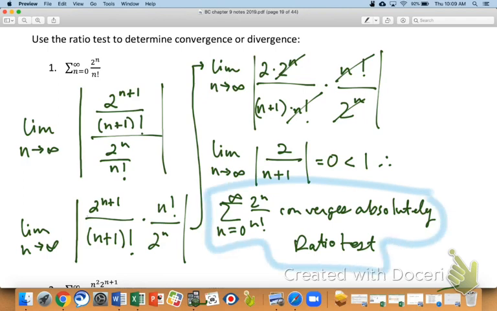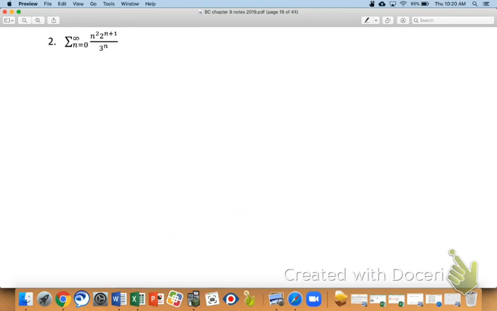All right. So if you haven't already taken a peek at number 2, please do. Number 2 is a little more complicated, a few more things going on, but I think that it's doable. So please look at number 2. We'll wrap up the ratio test on Monday. Here we go.